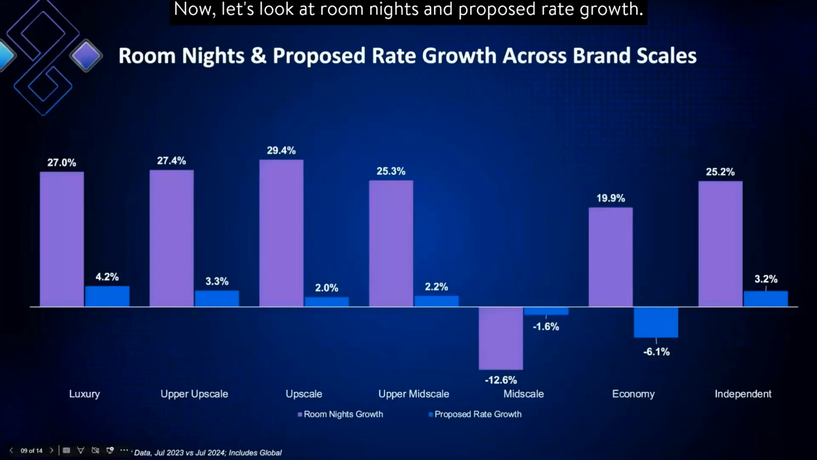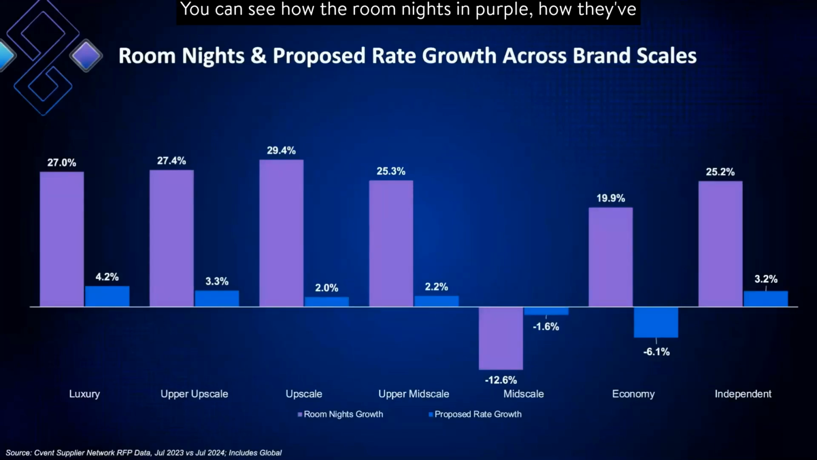Now let's look at room nights and proposed rate growth. You can see how the room nights in purple have grown year over year during the month of July by brand scale. The upper mid scale to luxury brands see the most growth when it comes to room nights. More room nights are going to the top brand scales, even though, very interestingly, proposed rates are growing year over year too, more so for those upper brand scales. And you can see that data reflected in the blue.